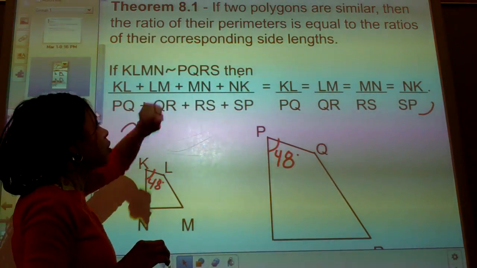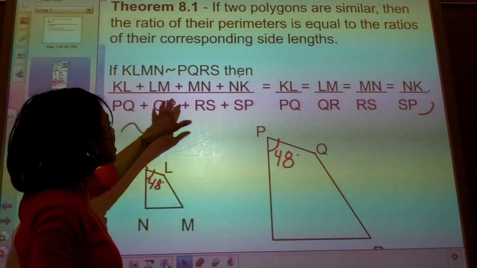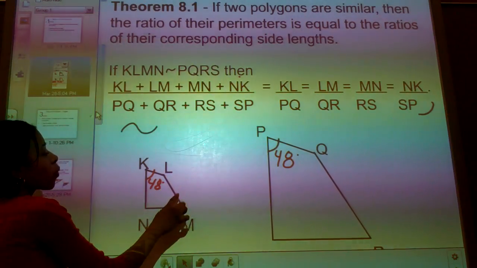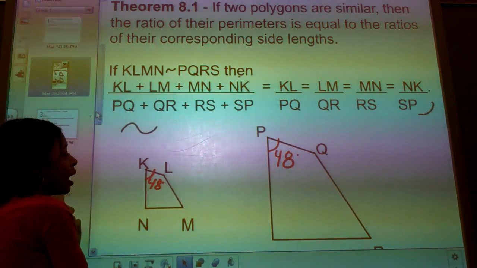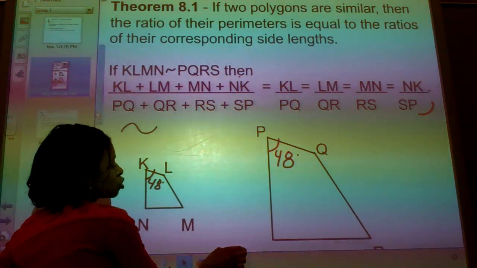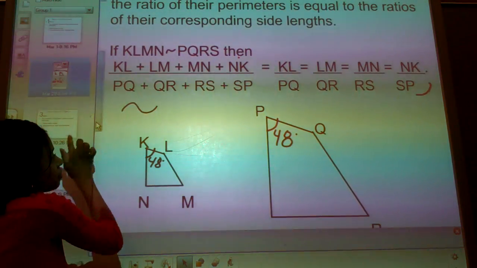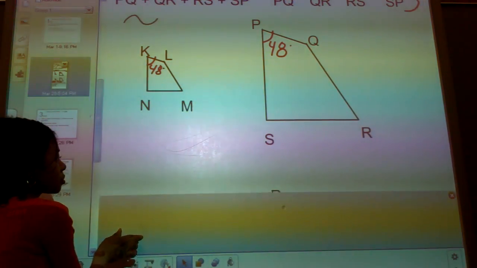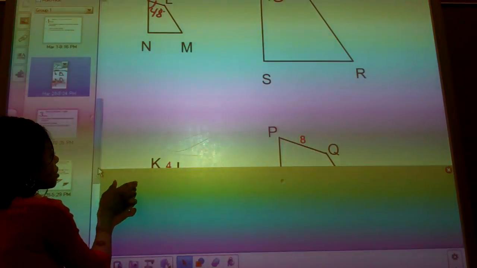But going back to Theorem 8.1, if I take the perimeter, you know, perimeters are when you add up all the side lengths. The perimeter of this polygon or quadrilateral, KLMN, is going to be proportional to PQRS. All right, what does that look like? I will move a little further. Here it is.